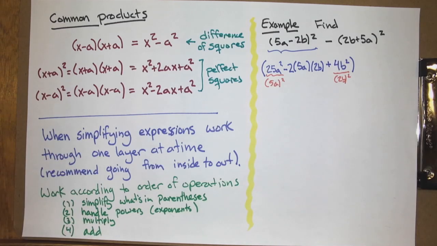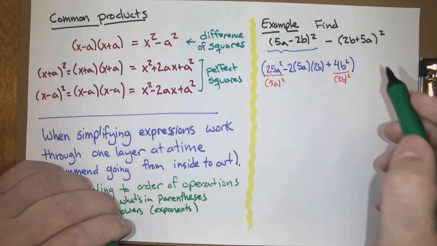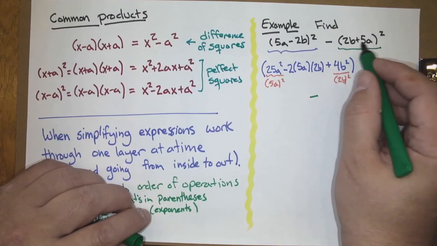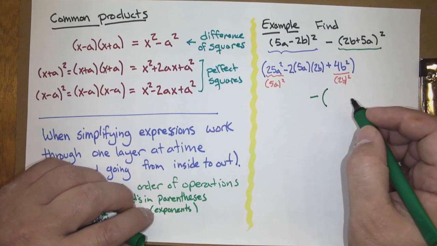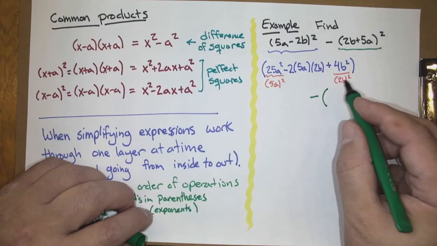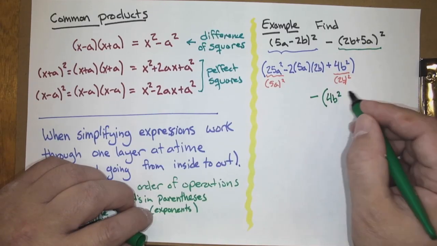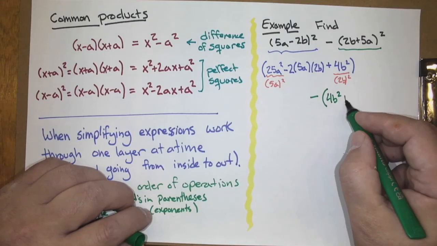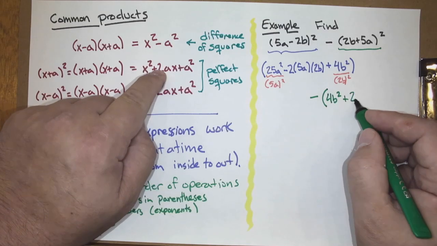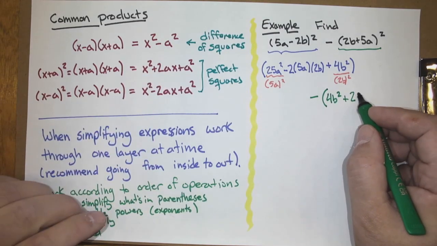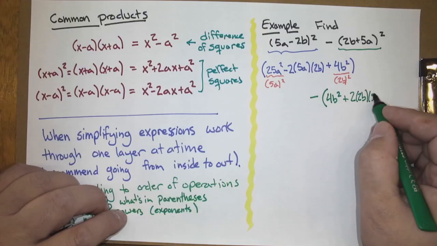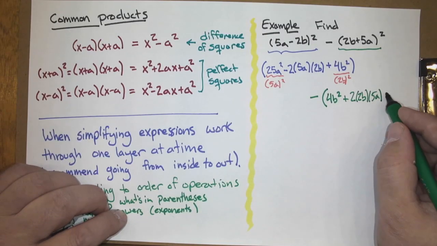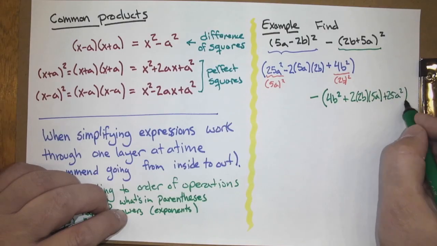Okay, now that's the first term. We'll clean that up in a second. What about this second term? Now it's a sum, a square of a sum. So what do we have? Okay, so we have the square of the first term, 4b squared. And then? Plus, sum plus 2 times the first times the second. And then 25a squared.